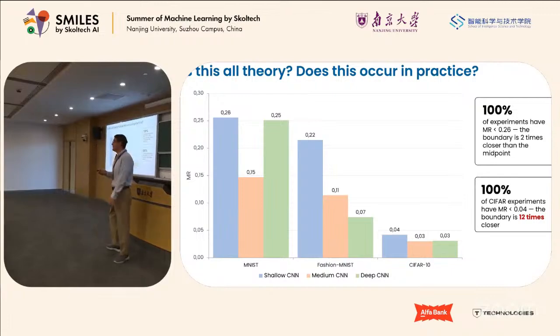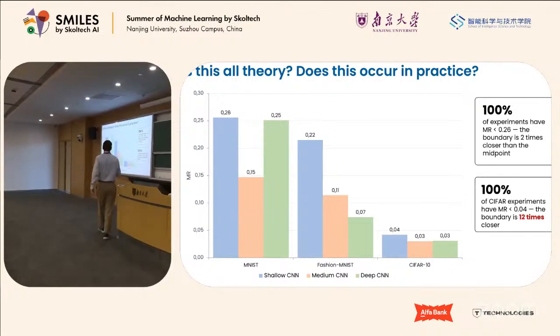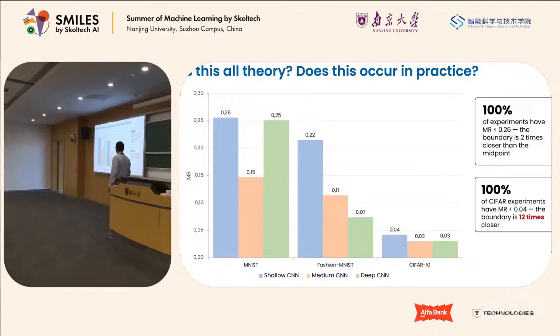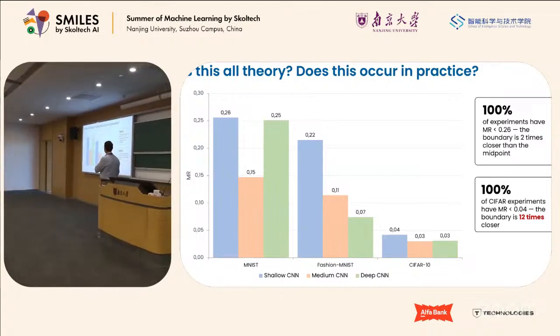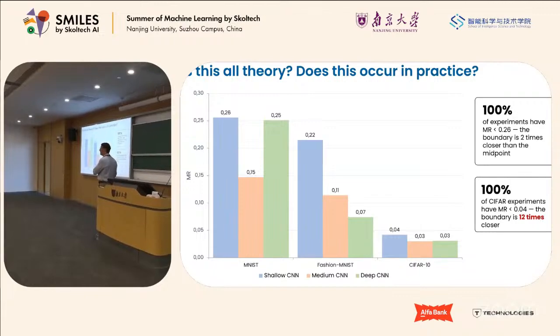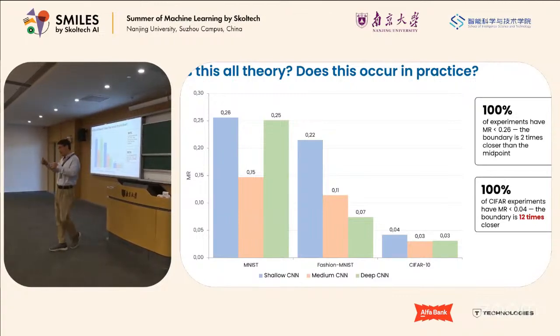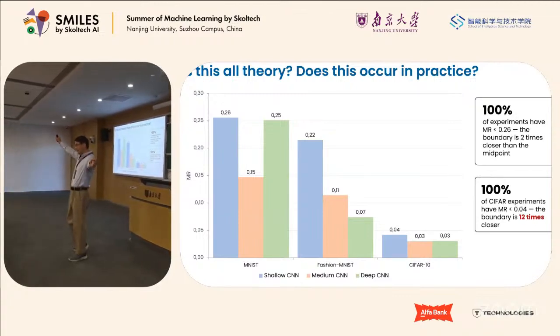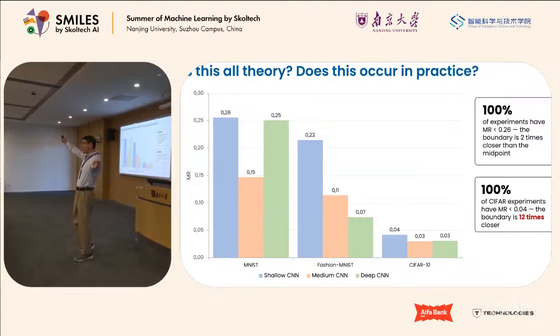Yeah. And this is where it gets interesting. If you look at deep neural nets and shallow and medium neural nets and the CIFAR data set, which is higher dimensional than MNIST and Fashion MNIST, then the ratio is 25. The distance to the decision boundary is 25 times smaller than the distance between classes.